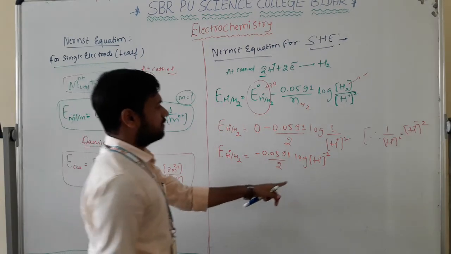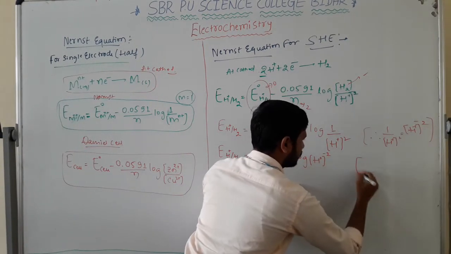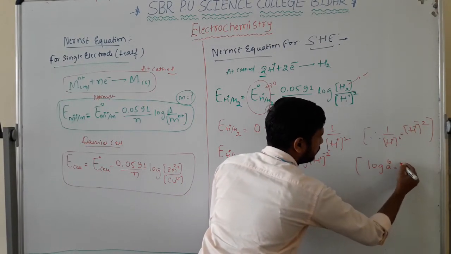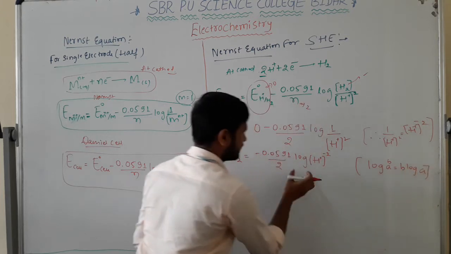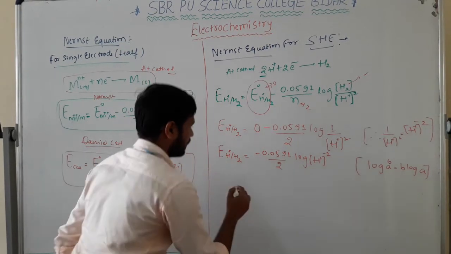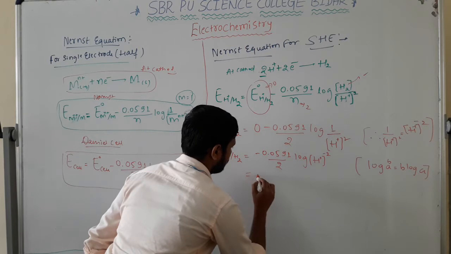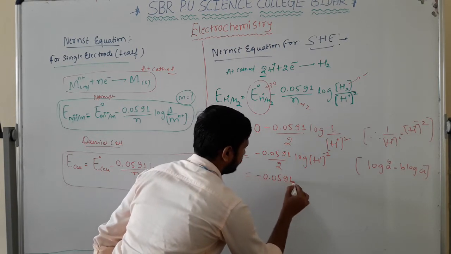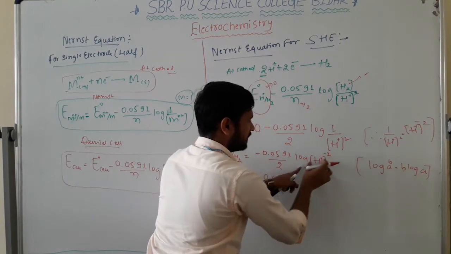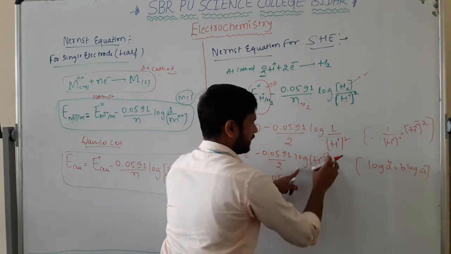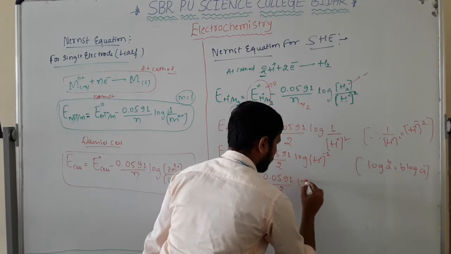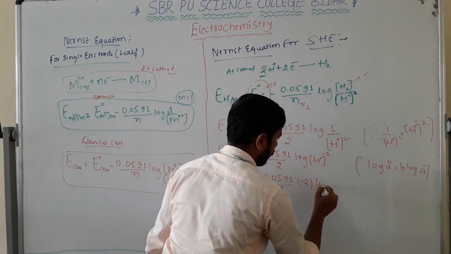One more condition, which I told you in the last class: log of a power b is nothing but b log a. I can write this in the form of log a power b, where a is H plus and b is minus 2. See what happened. Minus 0.0591 divided by 2. What can I write? Log a power b is b log a, so b is minus 2. I am writing here according to the formula, minus 2 and log.